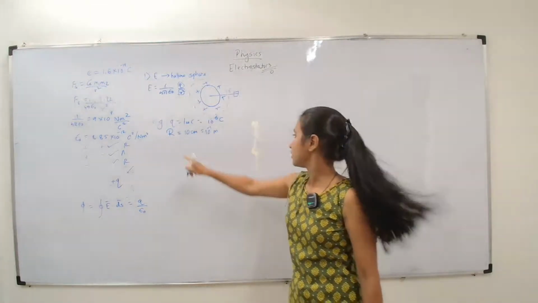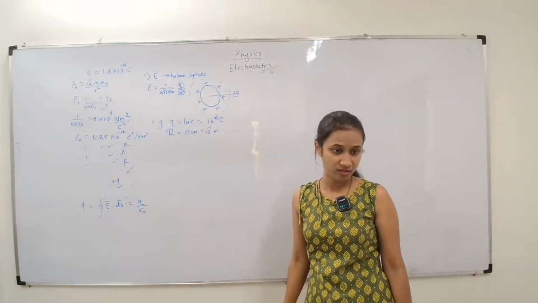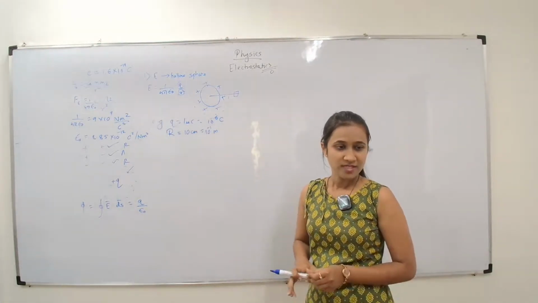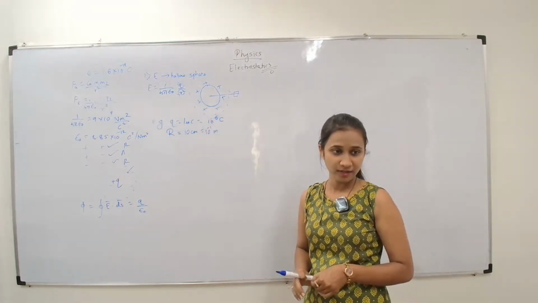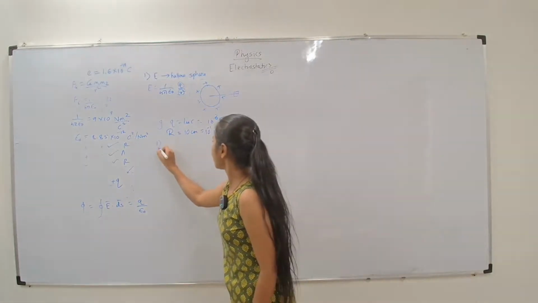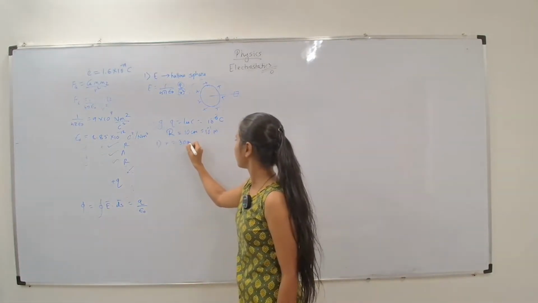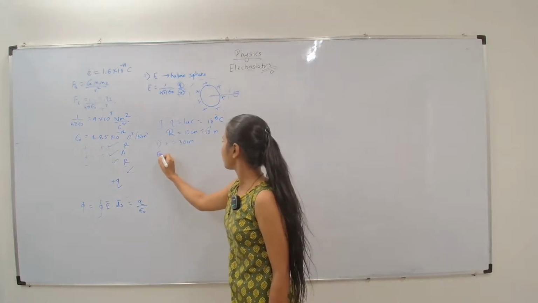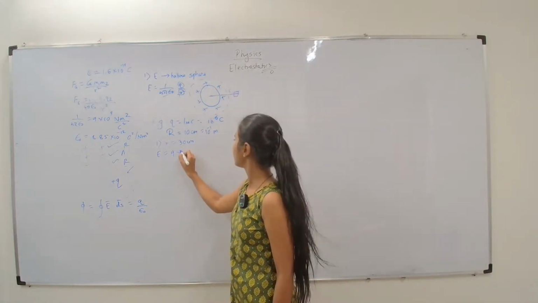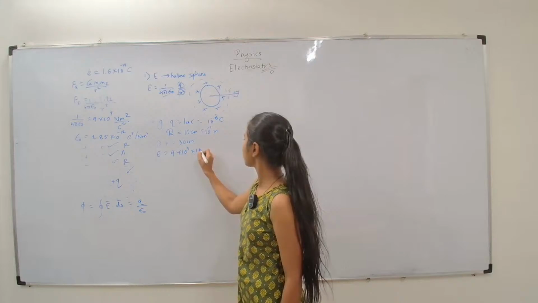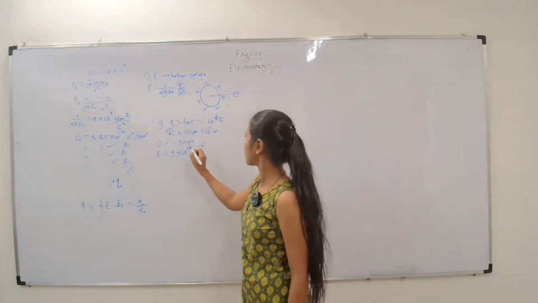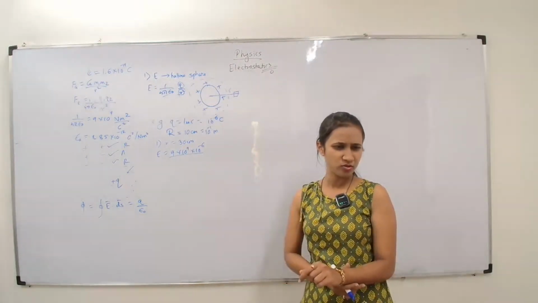Here it is 10 into 10⁻², that is 10⁻¹. Centimeter to meter, divide by 100. First case, at a distance of 30 centimeter. Substitute here: the value is 9 into 10⁹ into 10⁻⁶ divided by 30 into 10⁻², right?